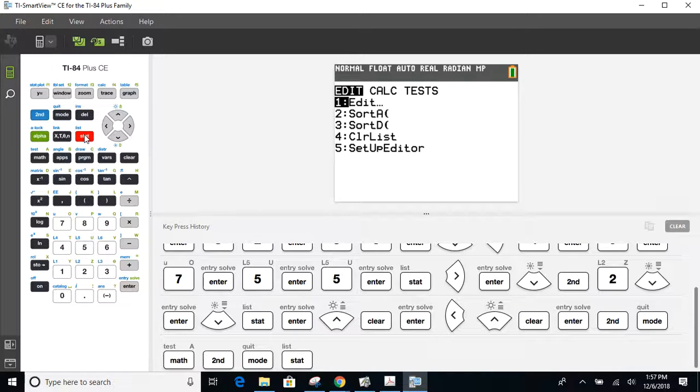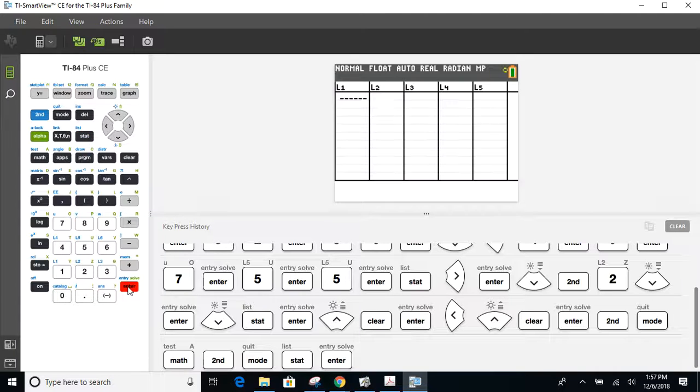All right, make sure the same screens are coming up as mine. You have a stat button. If you want to put numbers into a list like we do, you want to go to edit, the first one, edit. And look at that. Up pops all the lists. So beautiful.